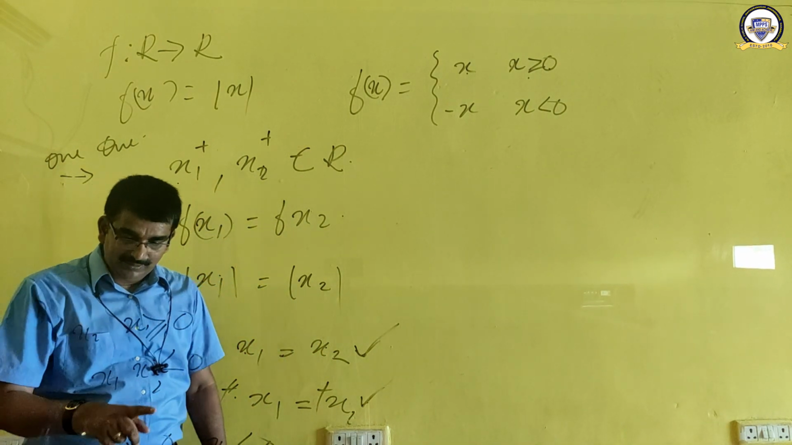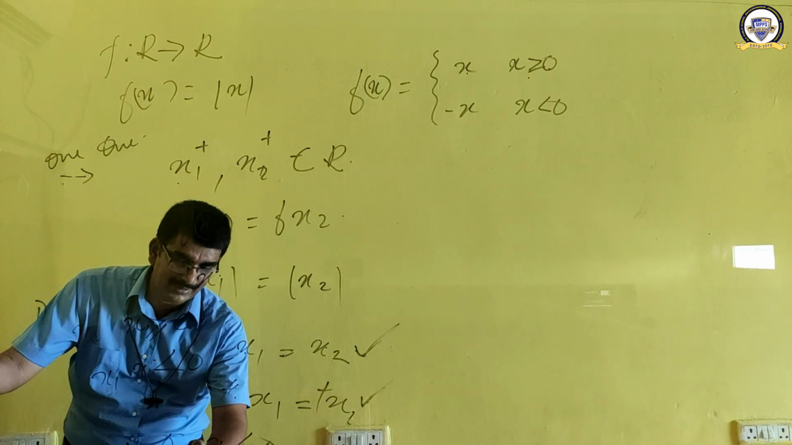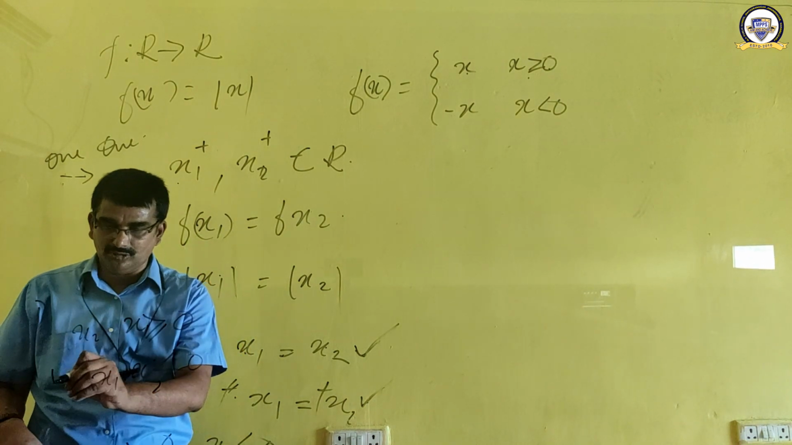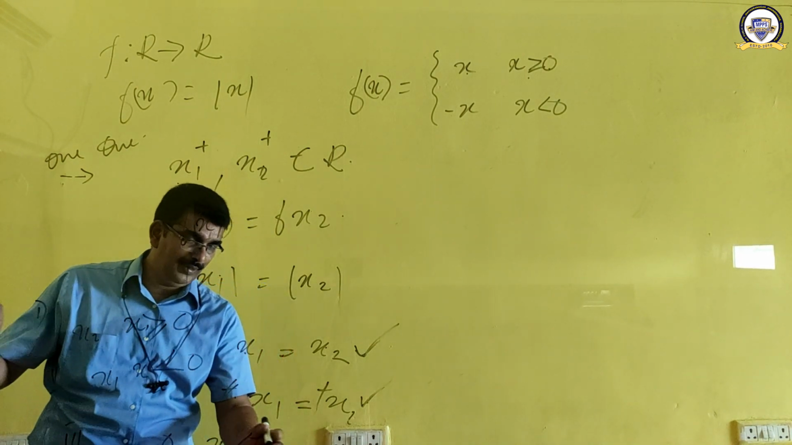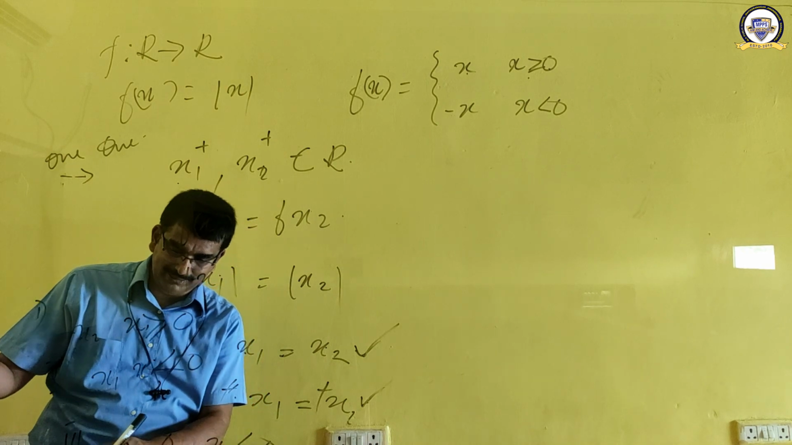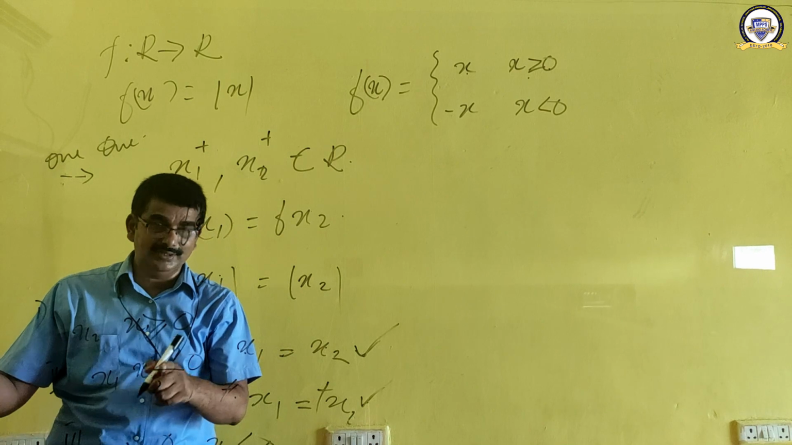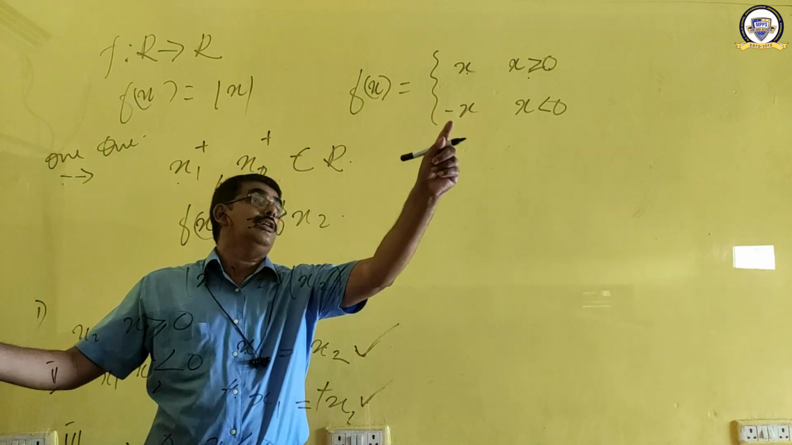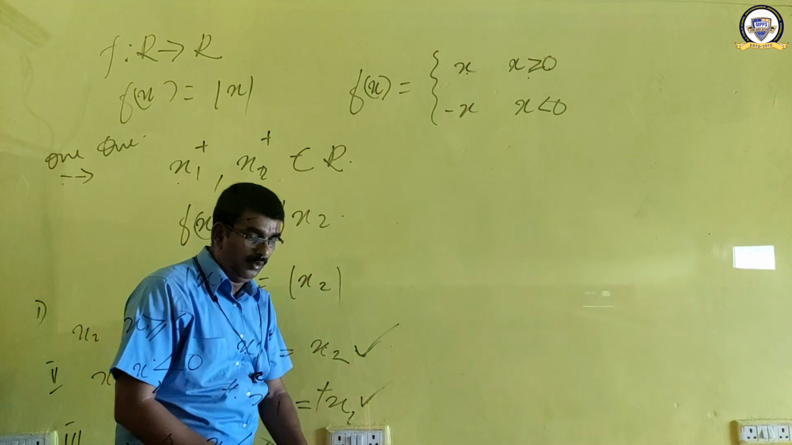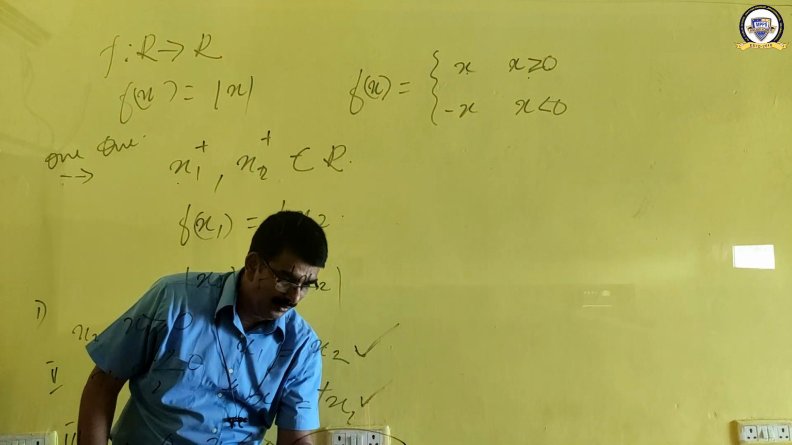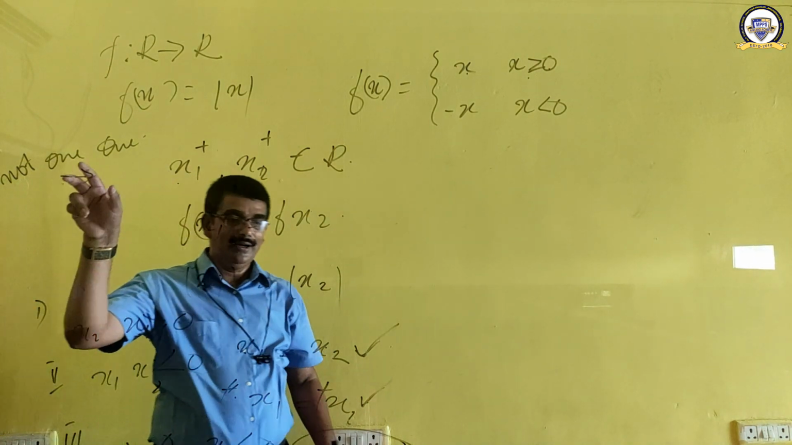But another case is x1 is greater than or equal to 0 and x2 is less than 0. Third case, this case is also possible, no? So at that time what will happen? f of x1 is positive x1, and f of x2 is, since x2 is less than 0, negative x2. Positive x1 is not equal to negative x2. That is why it is not 1, 1 according to the third case.